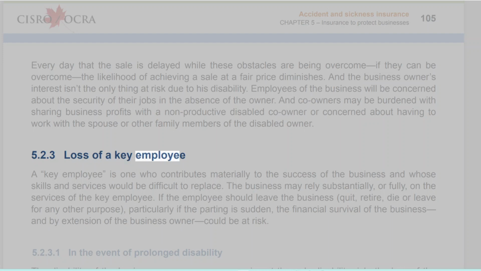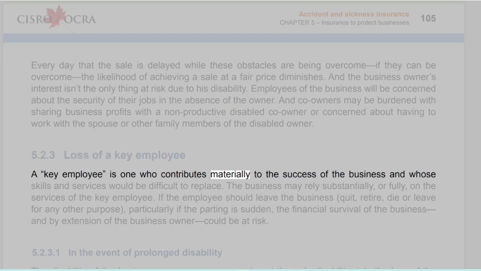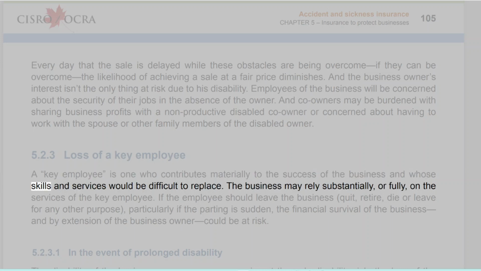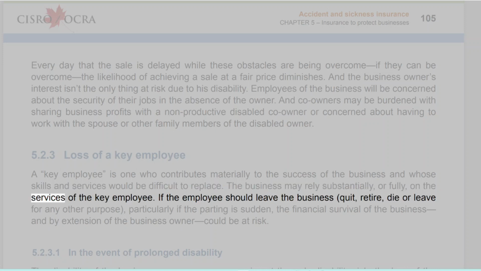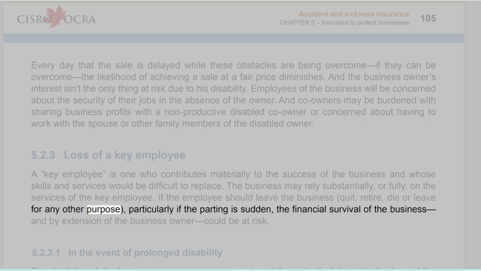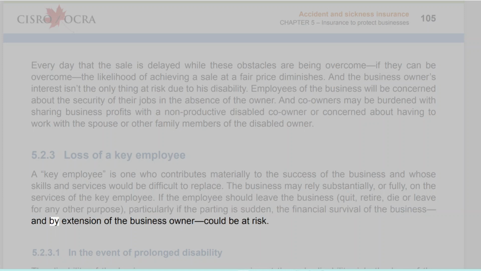5.2.3 Loss of a key employee. A key employee is one who contributes materially to the success of the business and whose skills and services would be difficult to replace. The business may rely substantially, or fully, on the services of the key employee. If the employee should leave the business, quit, retire, die or leave for any other purpose, particularly if the parting is sudden, the financial survival of the business, and by extension of the business owner, could be at risk.